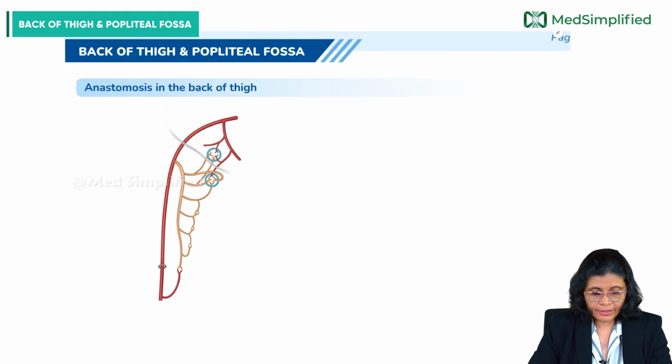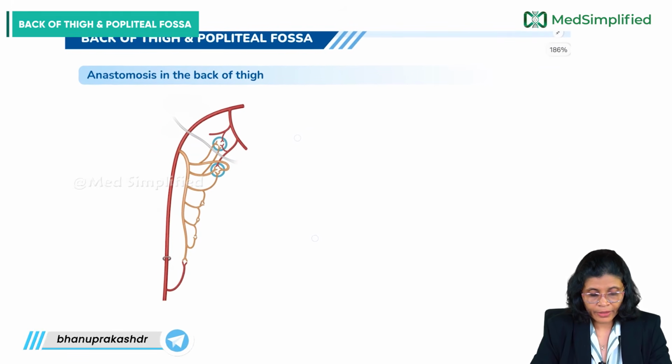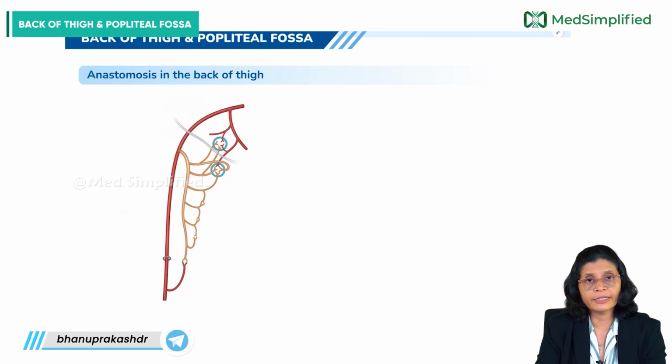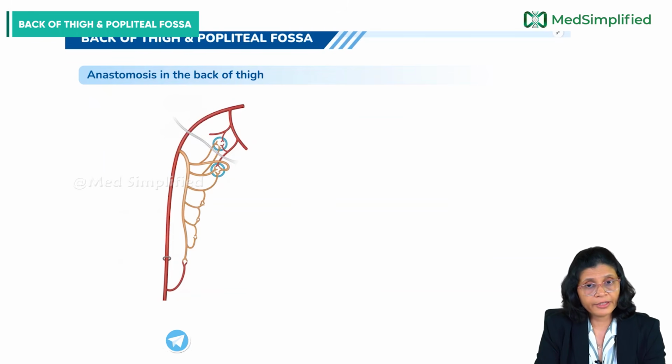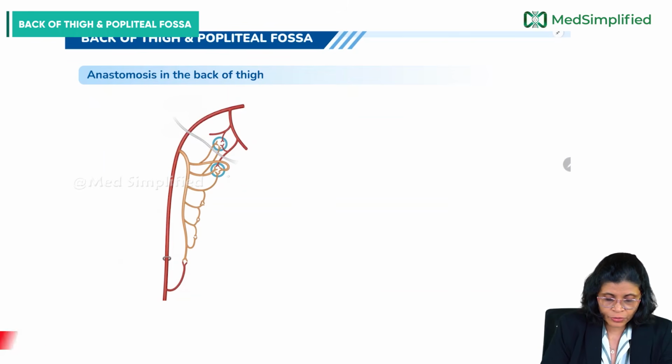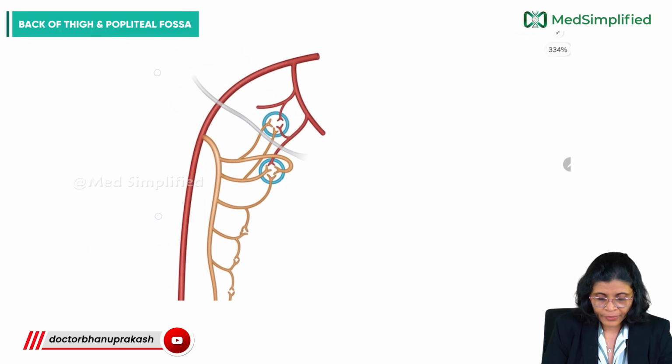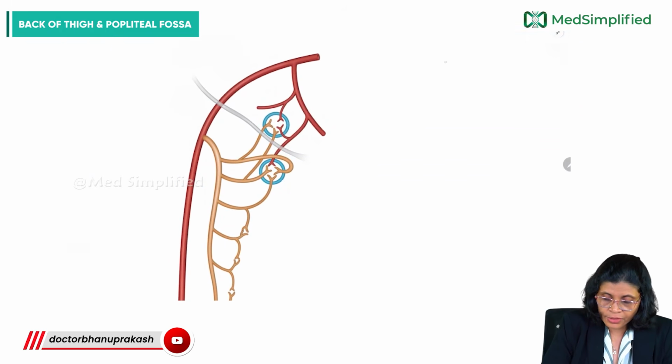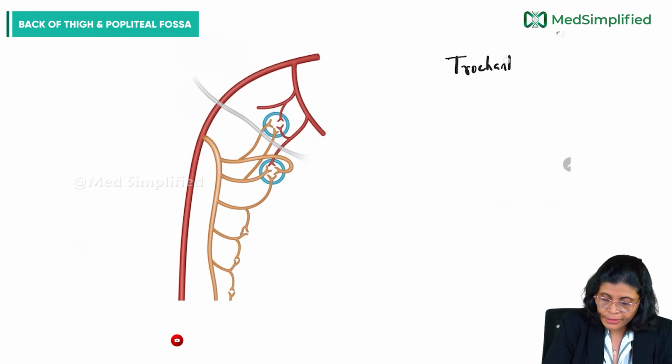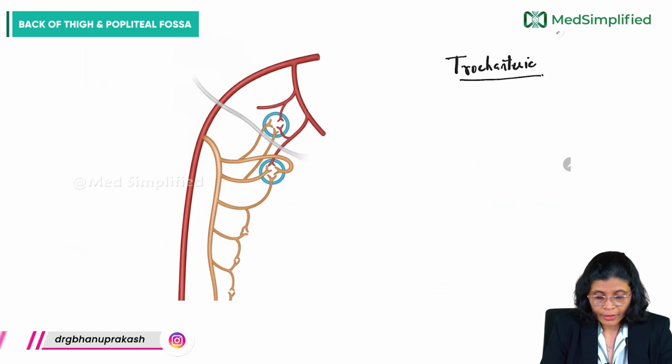So next, in this back of thigh, an important thing which you have to know is about the anastomosis. Okay, so there are two anastomosis which occur here. One is known as the trochanteric anastomosis, another one is the cruciate anastomosis. So you can see here two sites, the trochanteric and the cruciate. So now here we will see the trochanteric anastomosis. First we will look at that.